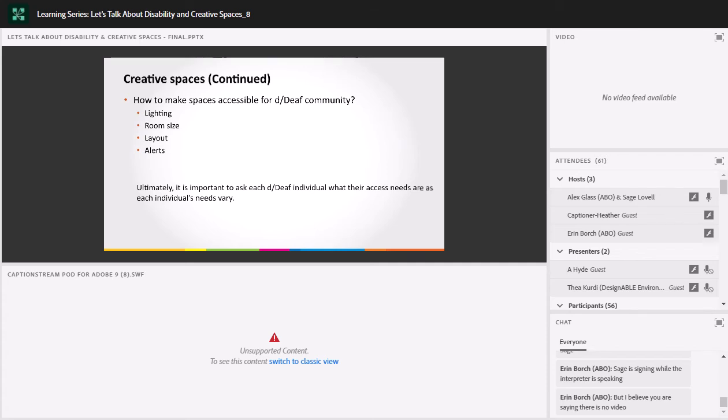The layout of the room. If it's a large room where you have an audience facing all the same way toward one person, it's not always ideal. What's more ideal is having people sitting in a circle so everyone can see everyone else. Because being a visual language, you need to see each person as they're signing.